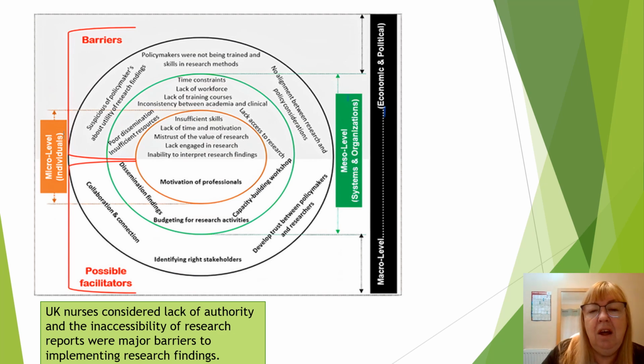As you can see, there are 3 circles, one with a black outline, one with a green outline, and one with a brown outline. The black outline is the high level policy. So we can look at government policy here. And one of the barriers to using research properly is that the policy makers, in the case of the UK the MPs and the ministers who are given the role in health, are not trained and not skilled in research methods, so they're not up to date.